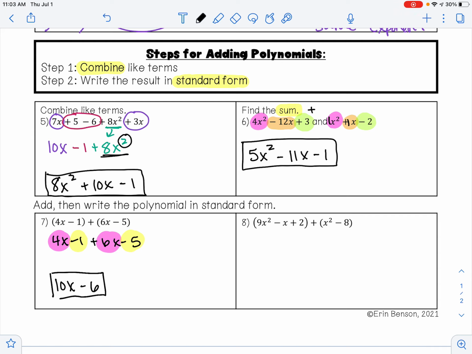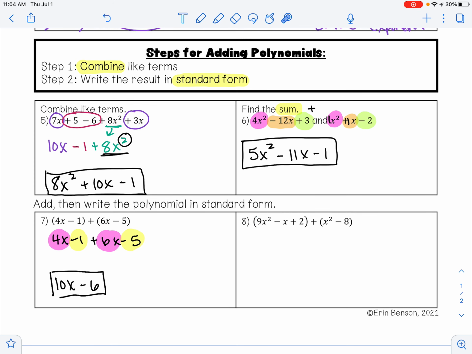On example 8, what I would like you to do is go ahead and pause this video and see if you can come up with a solution on your own first. Then go ahead and hit play. So on number 8, there is nothing to distribute with this first set of parentheses. So I can go ahead and drop the parentheses and write it as 9x squared minus x plus 2. There's also nothing to distribute for this set of parentheses. So again, I can go ahead and drop the parentheses.